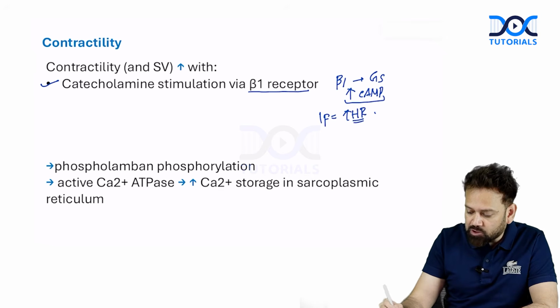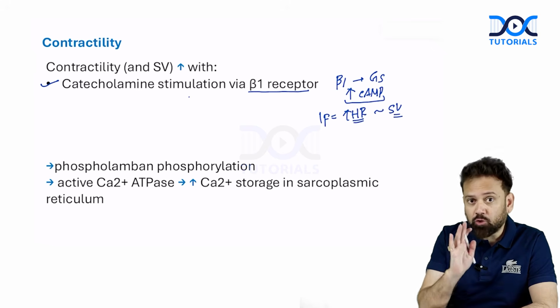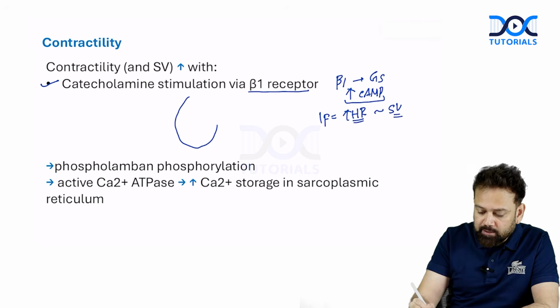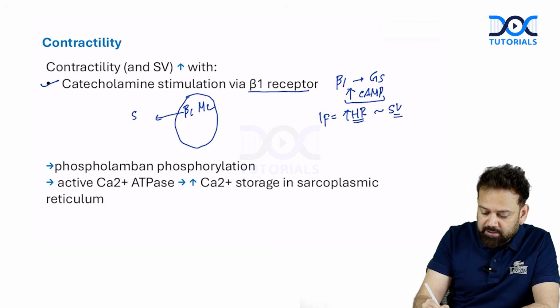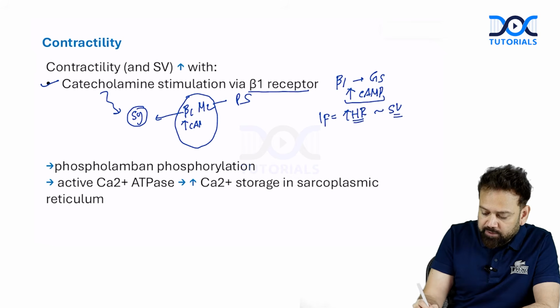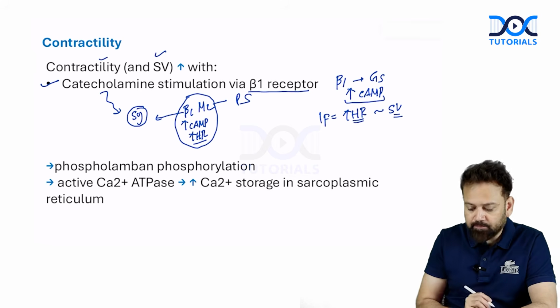So that will increase the stroke volume and contractility, number one. Do you remember this or not? If you don't remember, please go back to the same chapter. In the heart, there was beta 1 receptor and M2 receptor. Beta 1 was sympathetic, M2 was parasympathetic. Beta 1 was stimulated by catecholamines. They will increase cyclic AMP, they will increase heart rate, they will increase what? Stroke volume and contractility. Clear?